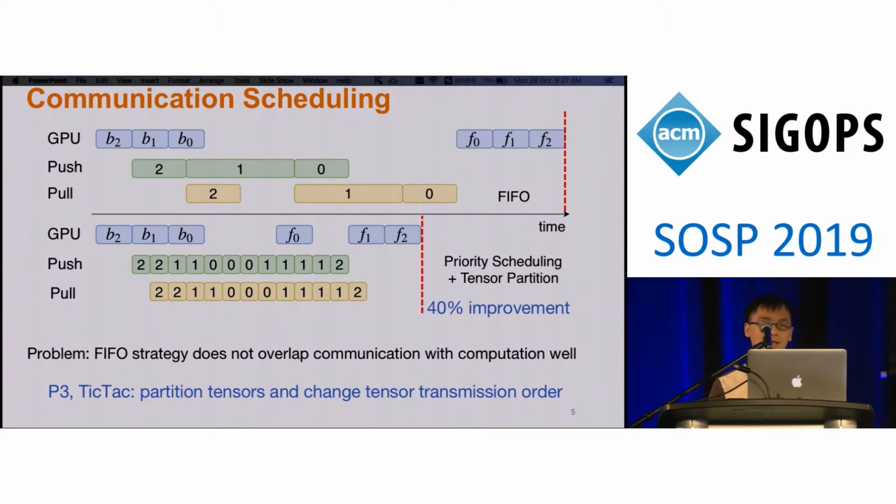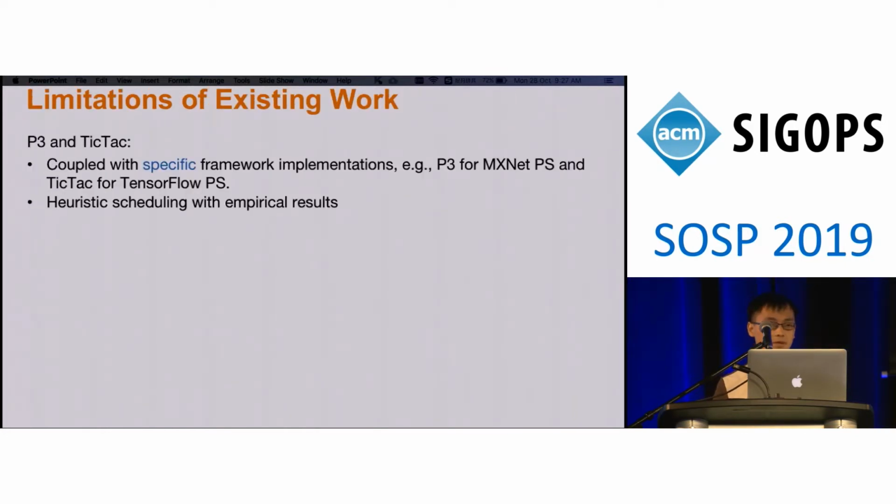That is, we can partition large tensors and change tensor transmission order. In this contrived example, if we partition the tensors and assign higher priority to the tensors with smaller indexes, then we can achieve a 40% training speedup. Previous communication scheduling solutions, like P3 and TIC-TAC, are deeply coupled with specific framework implementations. P3 is implemented for MXNet parameter server, and TIC-TAC is for TensorFlow parameter server. Also, this work focuses on empirical results.